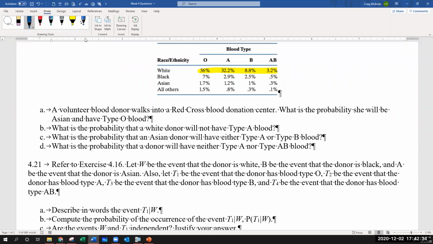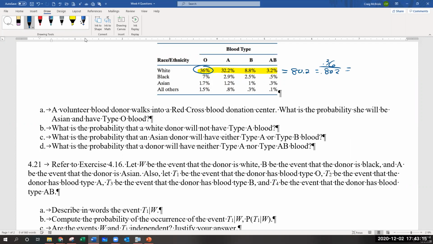So if we add all of these numbers together, right? 36 plus 32.2 plus 8.8 plus 3.2, we get 80.2, or 0.802 as a decimal. We divide 0.36 by 0.802. Exactly. Within this new total, what is the good? Well, the good are the ones that have type O. So it's this over that, right? So 0.36 over that, and that becomes our answer. That's how easy conditional probability is.